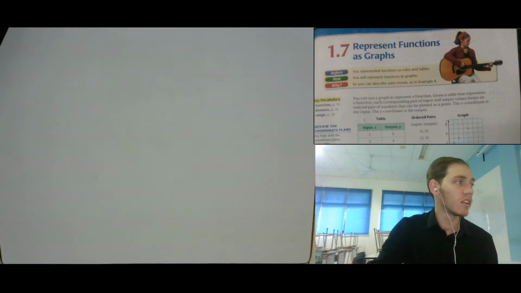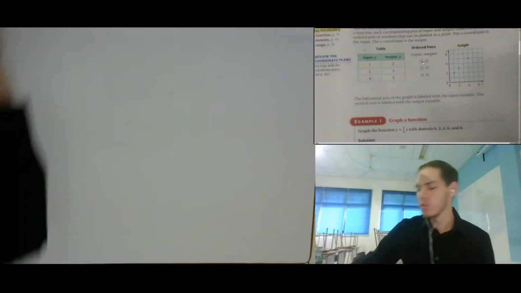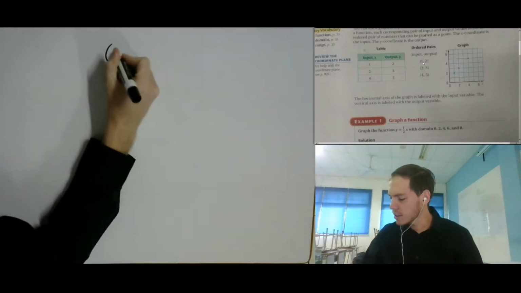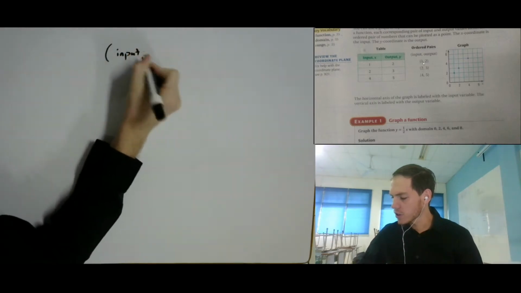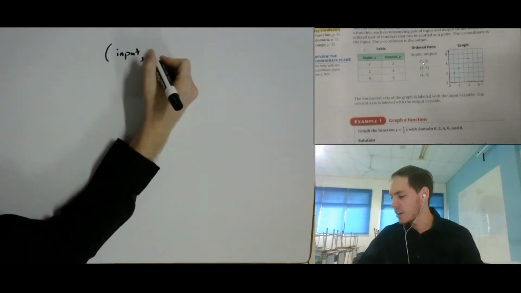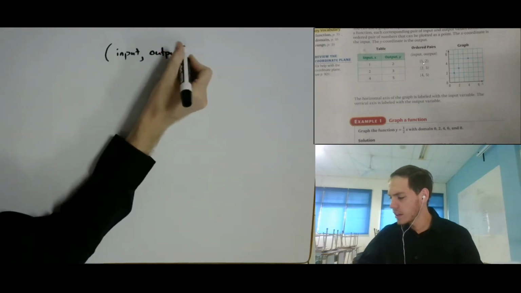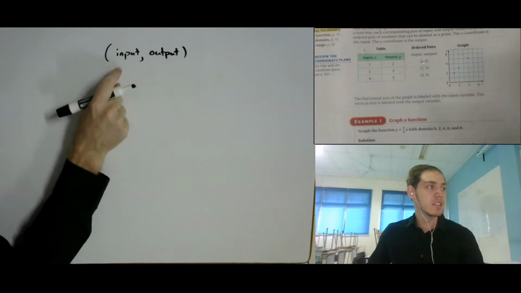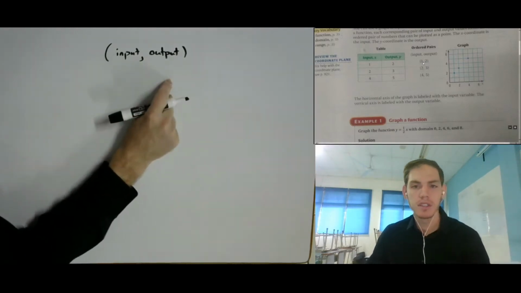Okay, so we're going to look through this. As you can see, we have a table of inputs and outputs, and they become ordered pairs. Our first point is going to be our input, the first before the comma, and then our second is going to be our output. This is called an ordered pair because the order will stay the same regardless. So this is input and output.